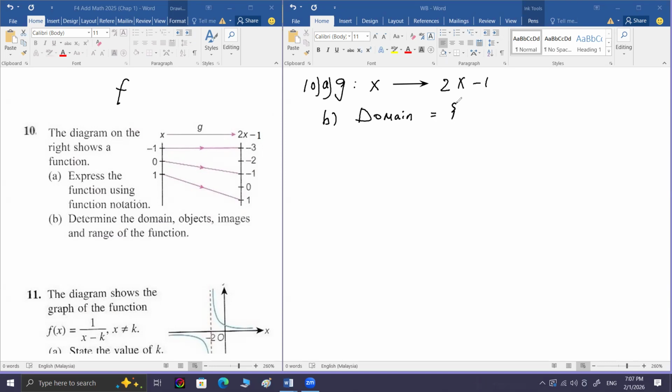Domain, you must put set notation. Then after that, objects. Just like I say, objects and image, there's no need for you to put a set notation. Images, these two also no bracket, no set notation. And then after that, the range. Range must have set notation. Complete this.